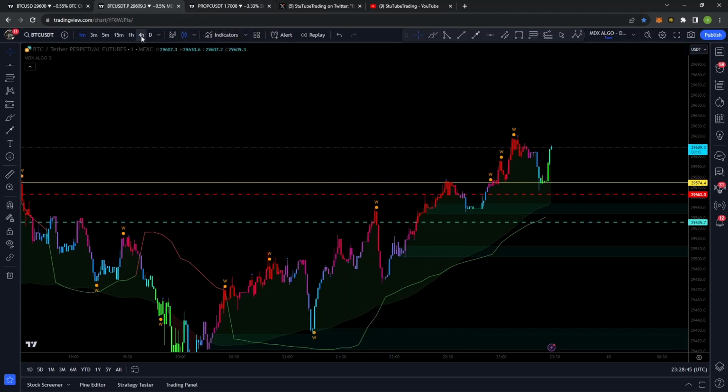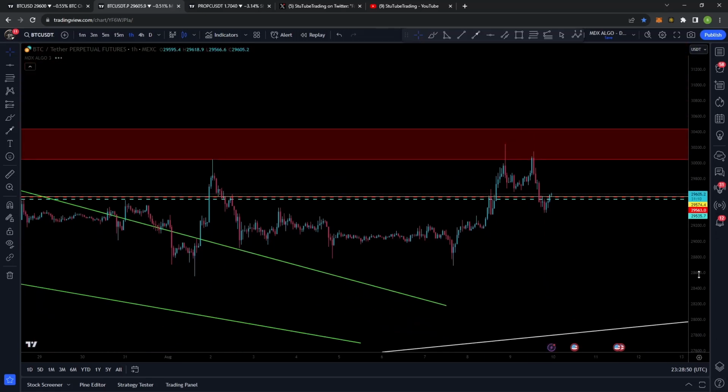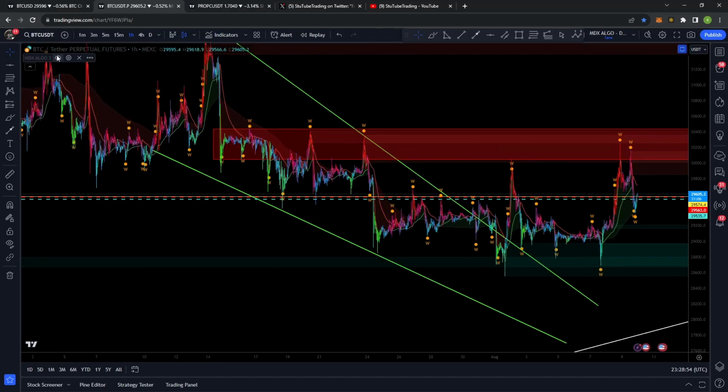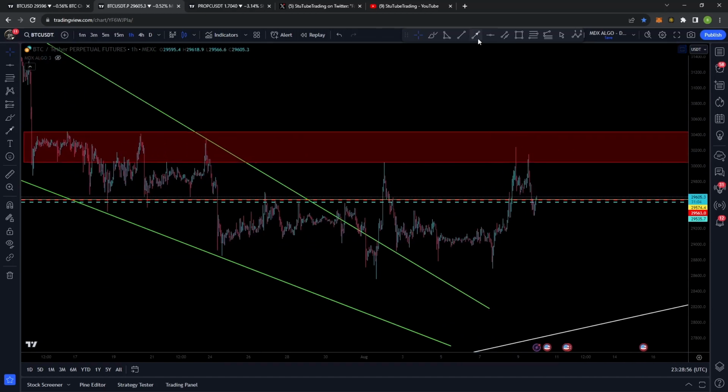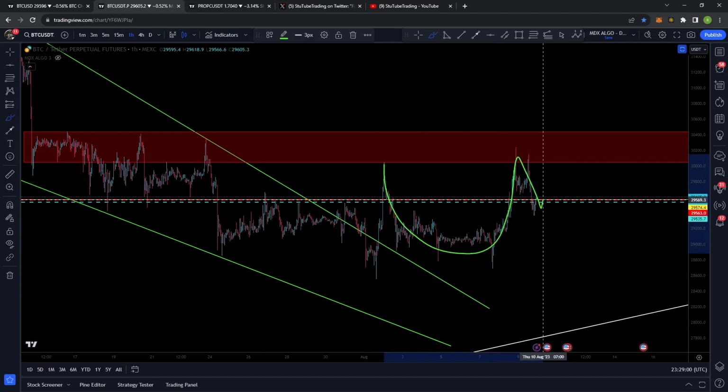Nicholas, you're thinking a bit of a cup and handle? Yeah. You're thinking like this right here? Yeah, yeah. That would be a nice little move.